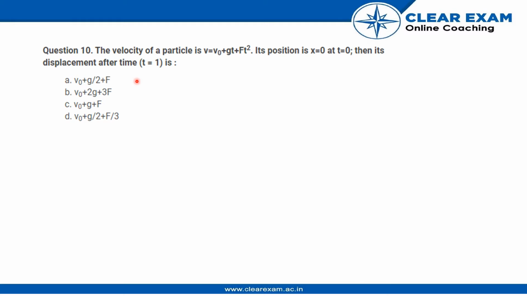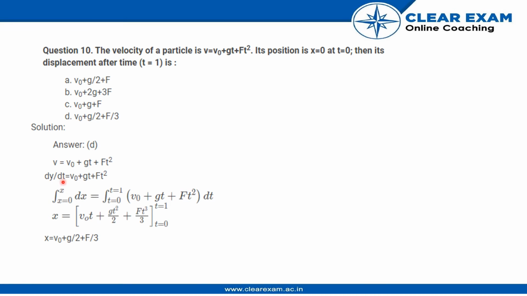So in questions like this, what we do is, we know that v is equal to dx upon dt. Therefore x will be equal to the integration of v dt. So we have v given to us as v naught plus gt plus ft square.